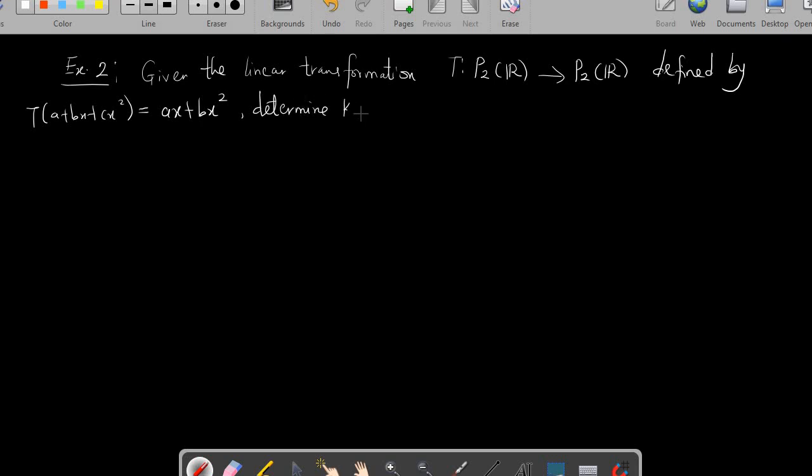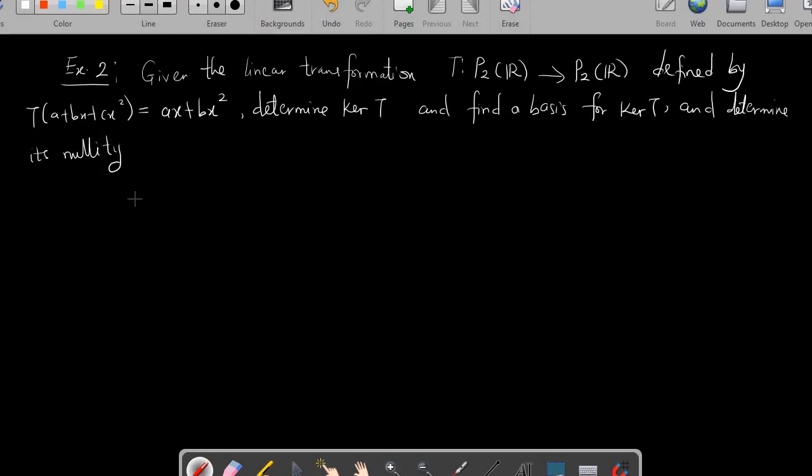We are asked to determine the kernel of T, and we also have to find a basis for the kernel of T, and then also determine its nullity. This question is very, very simple, but you need to pay attention to details. So let's solve together. Solution.